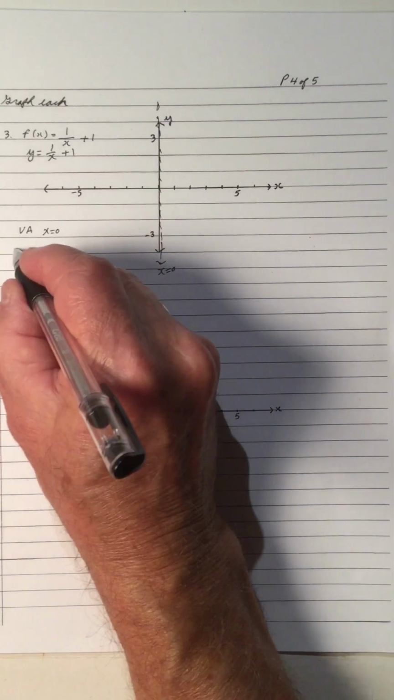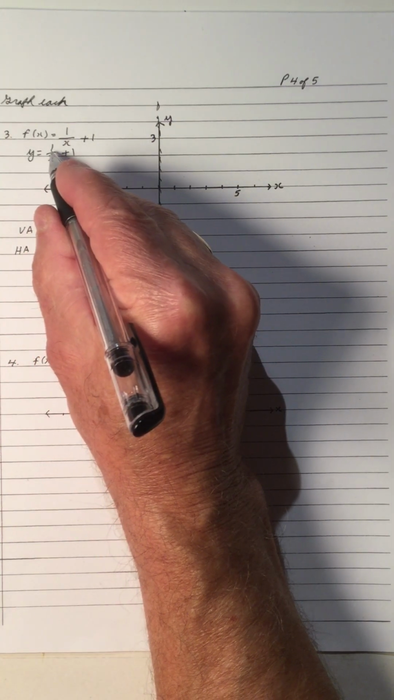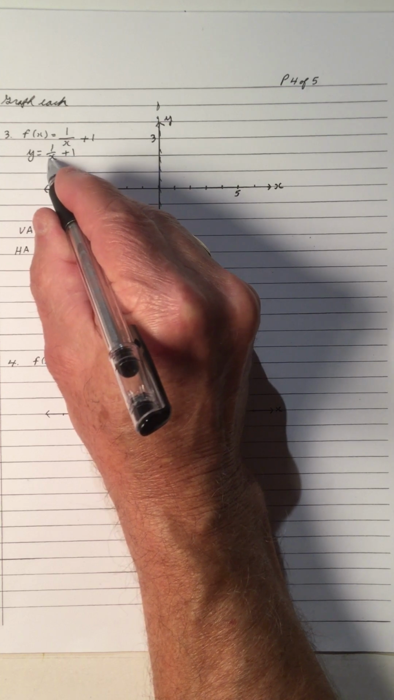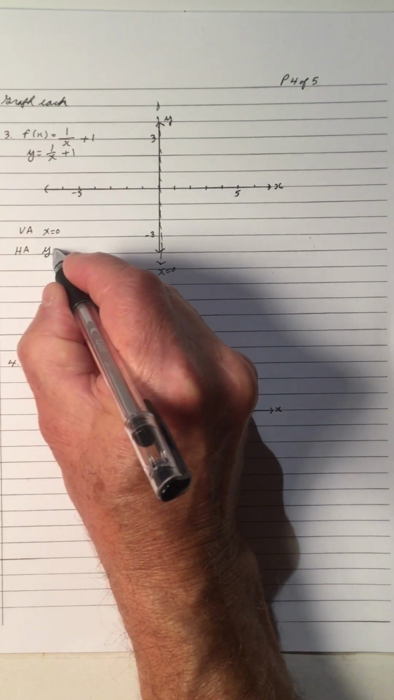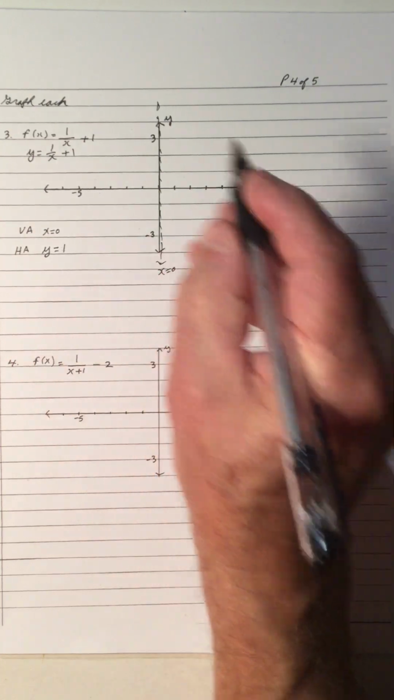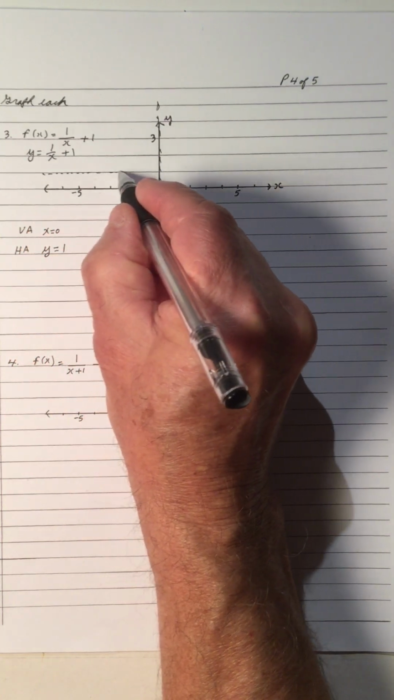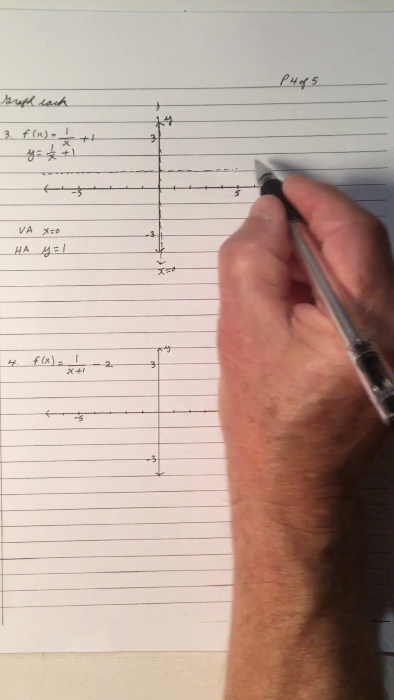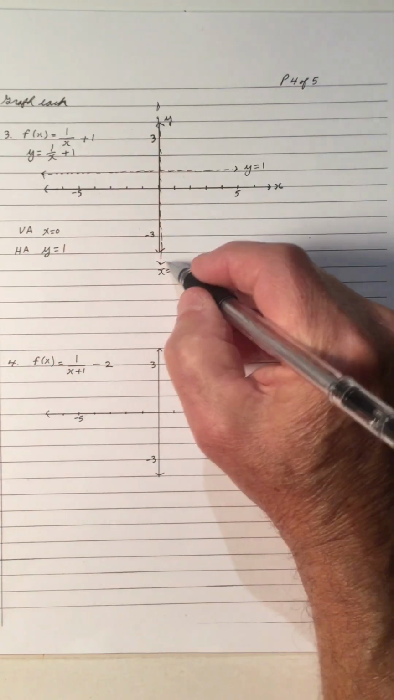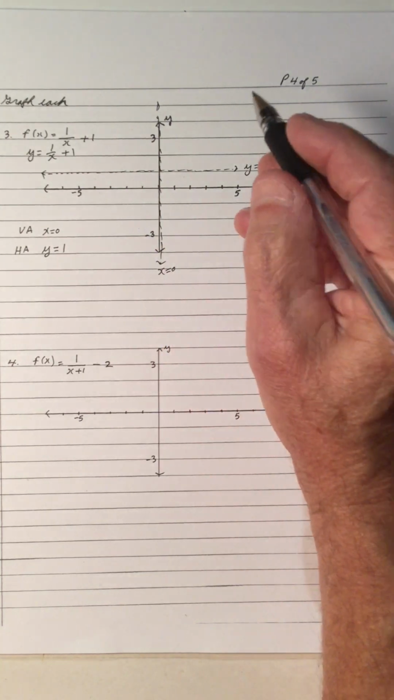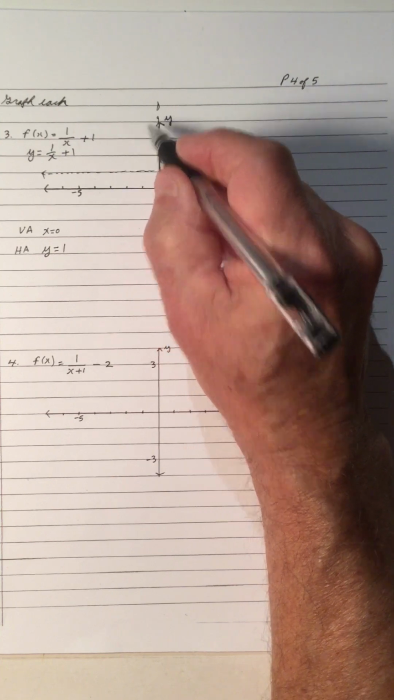Now, let's look at the horizontal asymptote. As x gets larger and larger and larger, 1 over x gets smaller and smaller and smaller, approaching 0. So that means y will approach 1. So now the horizontal asymptote is 1. There it is right there. So y equals 1 is the horizontal asymptote, and x equals 0 is the vertical asymptote. And again, the graph is either going to approach this way or this way.